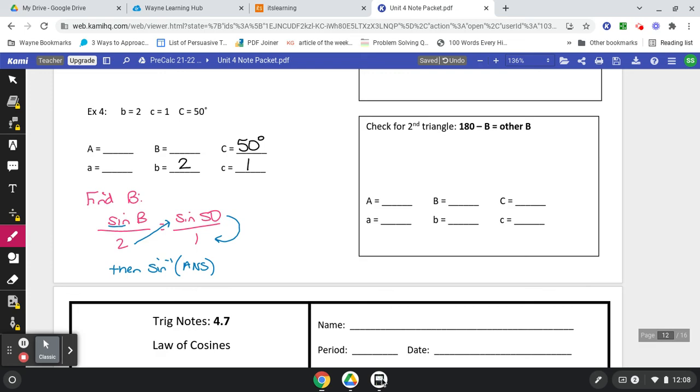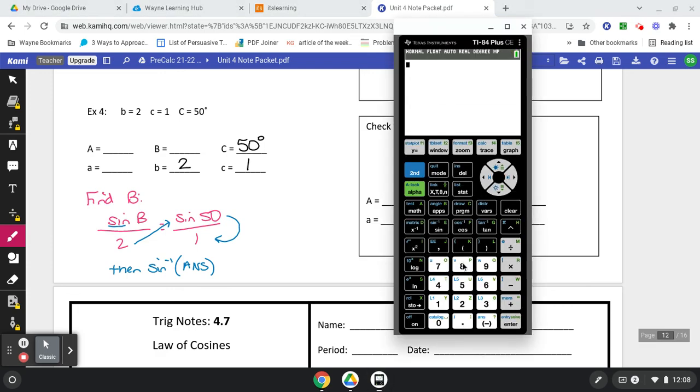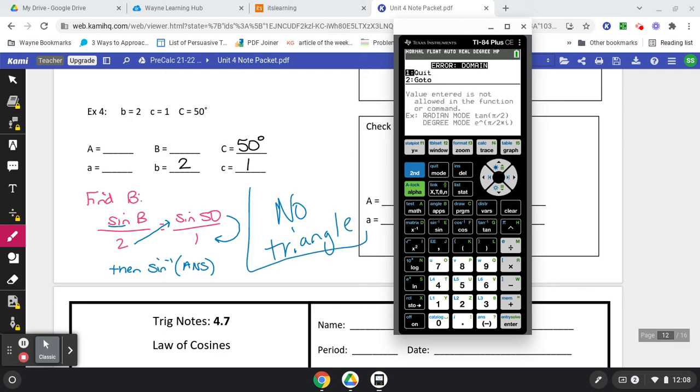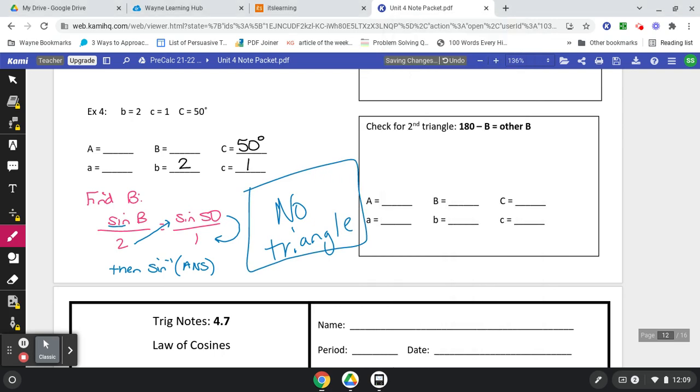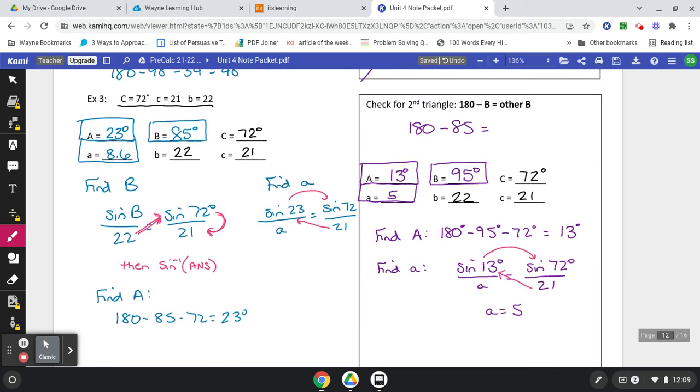All right, let's type this into the calculator. Close parenthesis. Then we need to inverse sine. Second sine, second answer. And we get another error message. So when you get an error message, remember on this type of problem, it means that you have no triangle. And you can see compared to the one we just did that the no triangle is significantly shorter than having to find all the answers for 2 triangles.